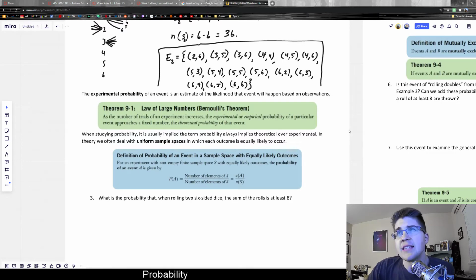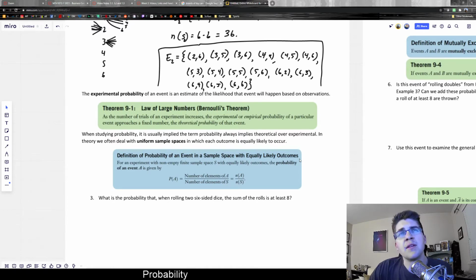So it says, for an experiment with non-empty finite sample space S with equally likely outcomes, the probability of an event A is given by P(A), where this is sometimes what we call probability notation. P is the probability of this outcome or event occurring, sort of like N standing for the cardinality, or the size of the set. P represents the probability of occurrence. It is equal to the number of elements of A divided by the number of elements of S, or N(A), meaning the number of elements in A, divided by N(S), the number of elements in S.